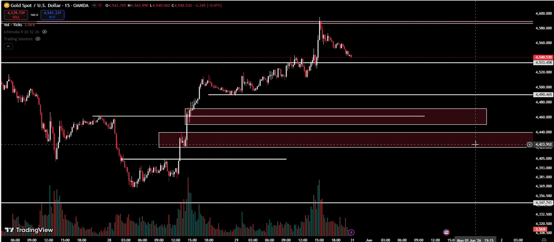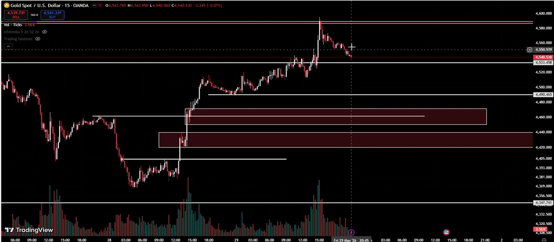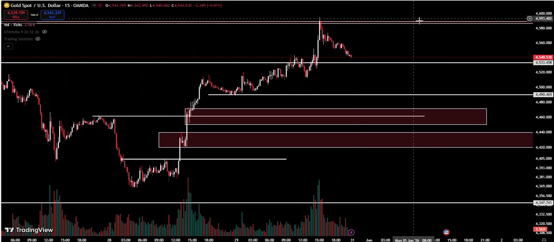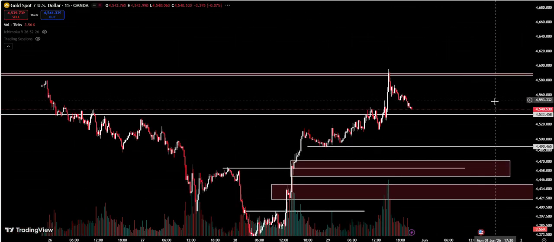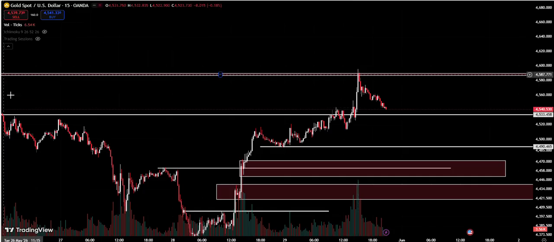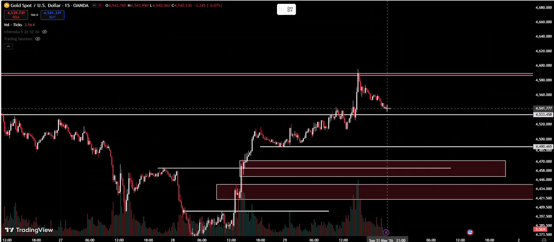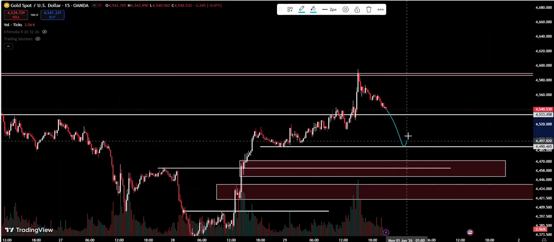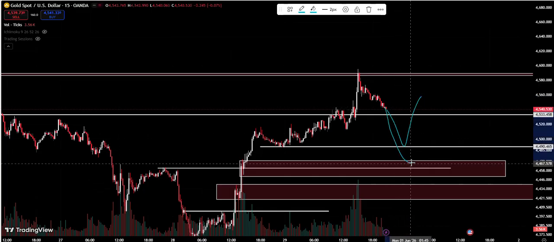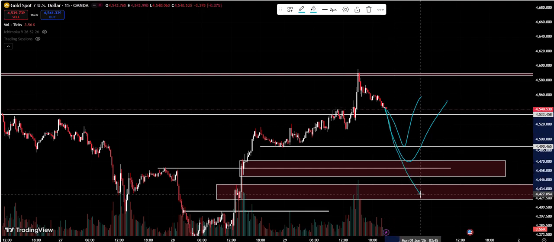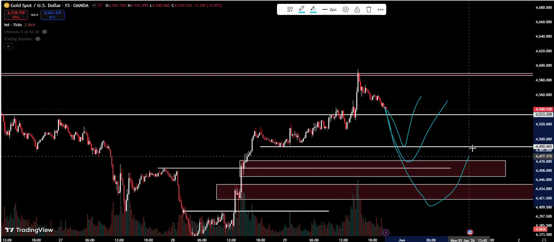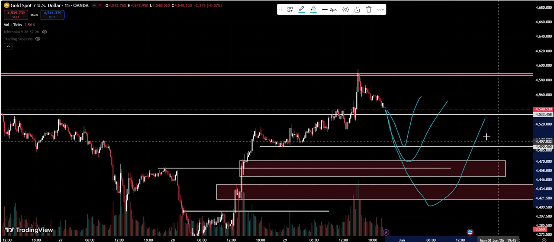So if the market comes back or if the market breaks above this zone, then simply what we're going to do is wait for the market to break above this zone. Yes, let me draw the line there. So this is our first buying zone, this is our second buying zone, this is our third buying area. Yes, this is our first scenario.